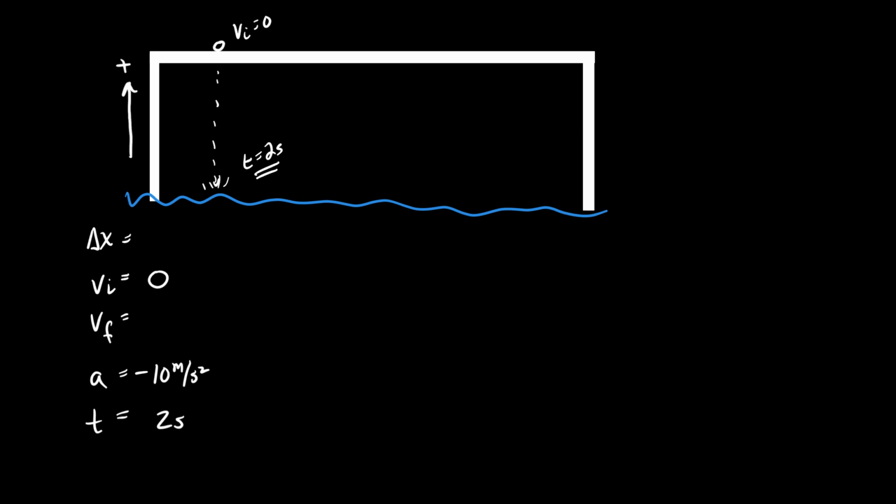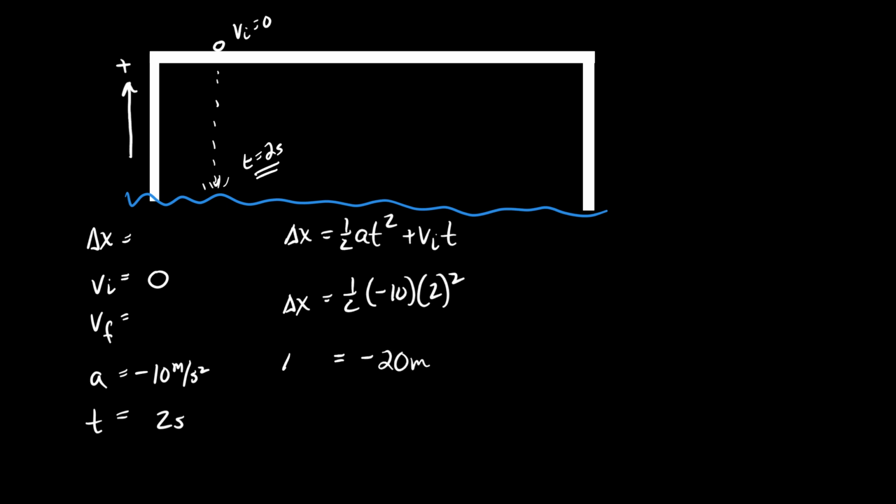Is there a relationship on the board that has those 3 things in it plus displacement? Believe so. It's the second one. So delta x equals 1/2 at squared plus vi times t. So delta x equals 1/2 times -10 times 2 squared. 2 squared is 4, half of 4 is 2, 2 times -10 is -20 meters. The rock fell downwards 20 meters, but that means the bridge is 20 meters tall. Question number 2, or question part B.